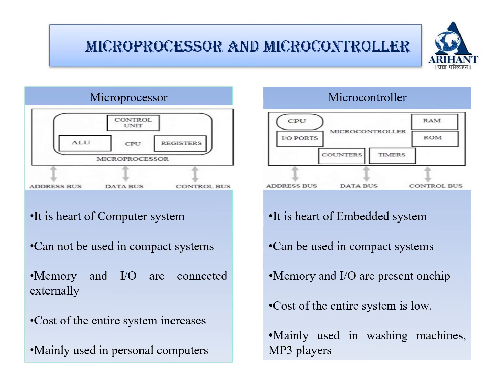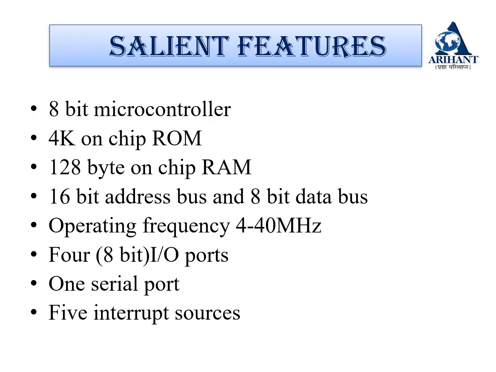Microprocessors are mainly used in personal computers, whereas microcontrollers are mainly used in washing machines, MP3 players, etc. So basically we can say that microcontrollers are used for dedicated functions. They can be used for a single task, whereas microprocessors are used for multitasking functionality.